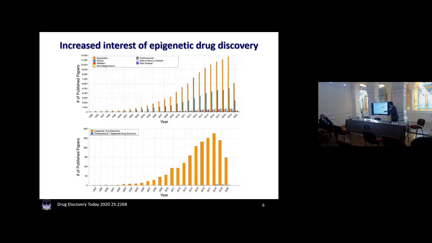Here at the bottom, we also see the number of peer-reviewed papers focusing on epigenetics for drug discovery applications. You can clearly see the trend in the increase of interest. Perhaps because of the scale it is not very dramatic, but in recent years computational studies are being implemented, and now more recently, artificial intelligence for epigenetic drug discovery.